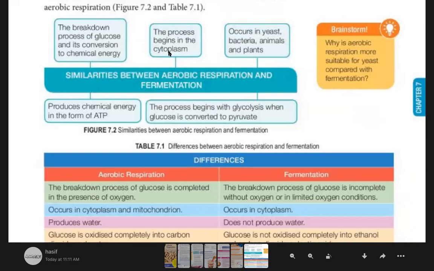Lepas tu apa lagi persamaan dia? It begins in the cytoplasm. Betul lah, it begin in the cytoplasm. Sebab apa? Cytoplasm is the place where you can find glucose. Lepas tu it occur in yeast, bacteria, animal and plant. To simplify it, I would say it happen in all living organism. Lepas tu it produce chemical energy in the form of ATP. So maksudnya in order to transport energy tu kita kena ada ATP. Okay, lepas tu apa lagi persamaan dia?